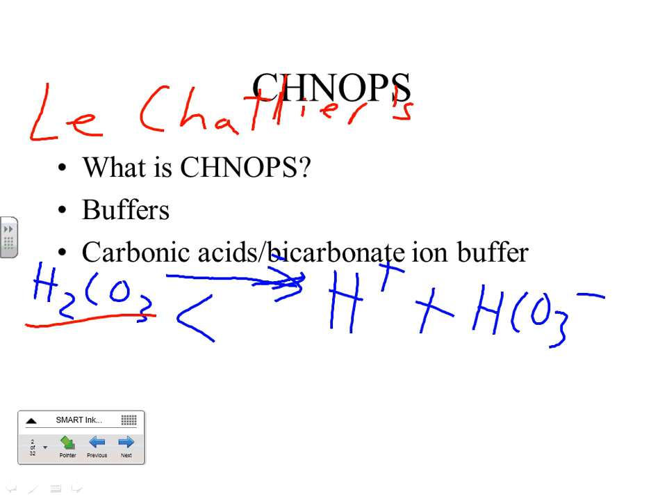Does that make sense? It's all based on this idea of Le Chatelier's principle. If you have a system at equilibrium and something messes with that equilibrium, nature's going to try its hardest to get back to equilibrium. Nature wants to stay there. Yeah, let's move on to our main stuff.